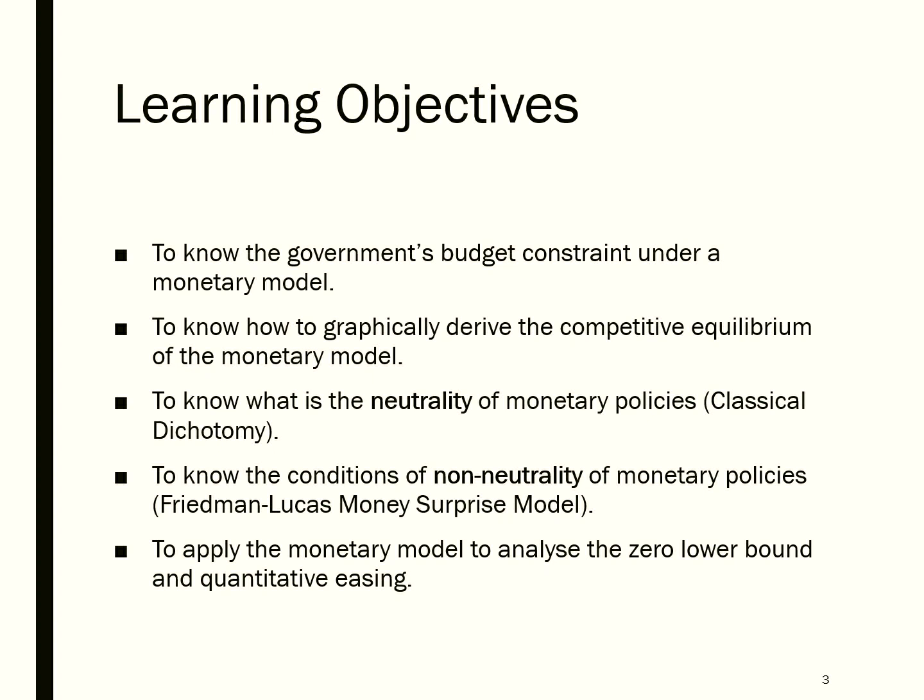The second set is some extensions of this monetary model. We introduce a new model called the Friedman-Lucas money surprise model, which gives you non-neutrality of monetary policies. And there is another extension of the model when you have zero lower bound and quantitative easing. These two learning objectives are extensions based on the basic model.